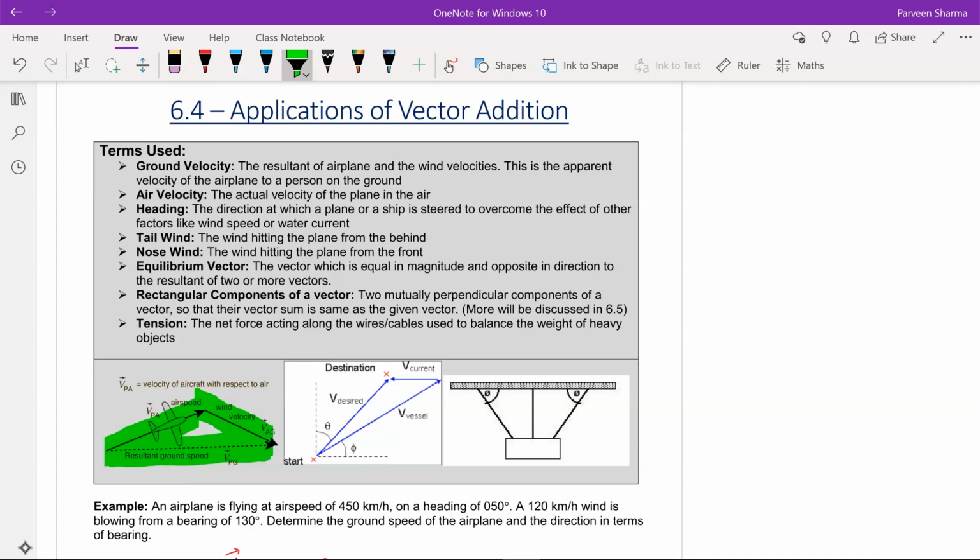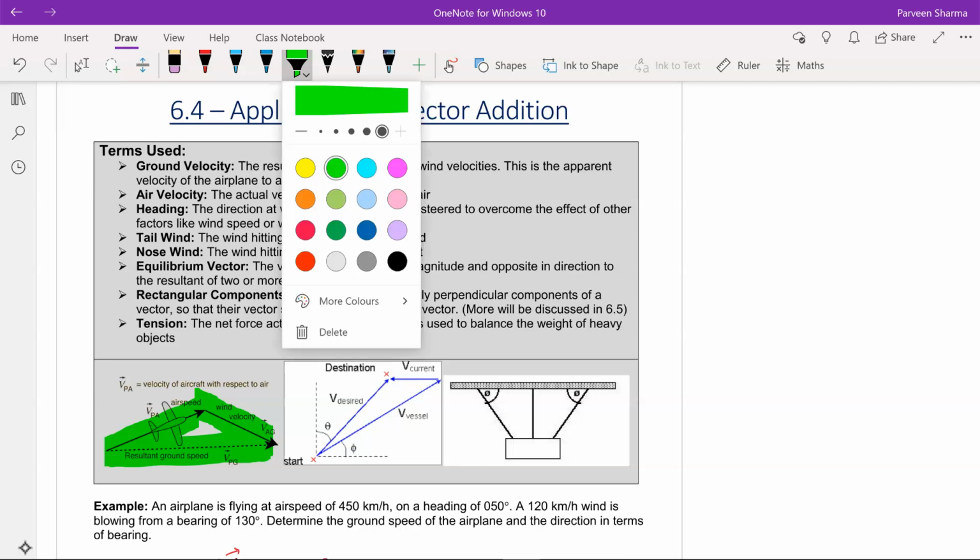So this is the vector sum of the plane velocity with respect to air and wind velocity with respect to ground. So the plane will be going in this direction with the ground speed of VPG. Same thing if we have a water current, for example.